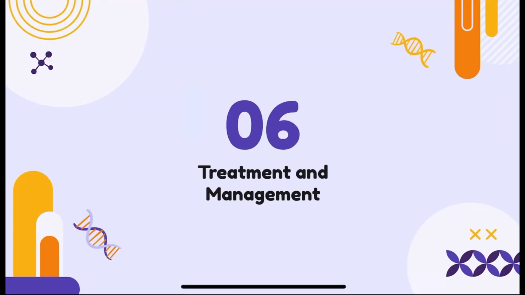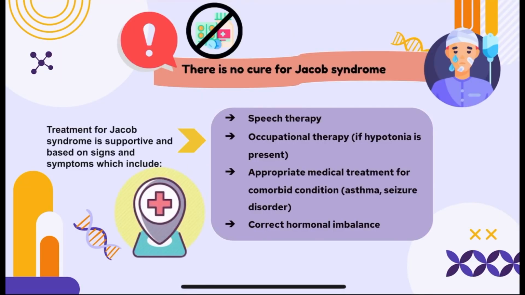Next, we keep on with the treatment and management. There is no cure for Jacob syndrome, but treatment can help with specific symptoms. Treatment for Jacob syndrome is supportive and based on the signs and symptoms shown by the patient, which may include speech therapy, occupational therapy if hypotonia is present, appropriate medical treatment for comorbid conditions such as asthma and seizure disorder, and last but not least, correcting hormonal imbalance of the patient.